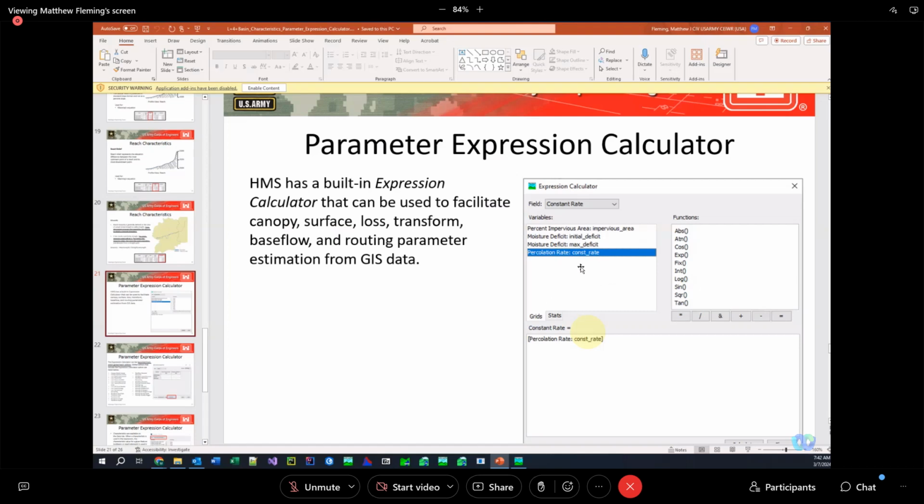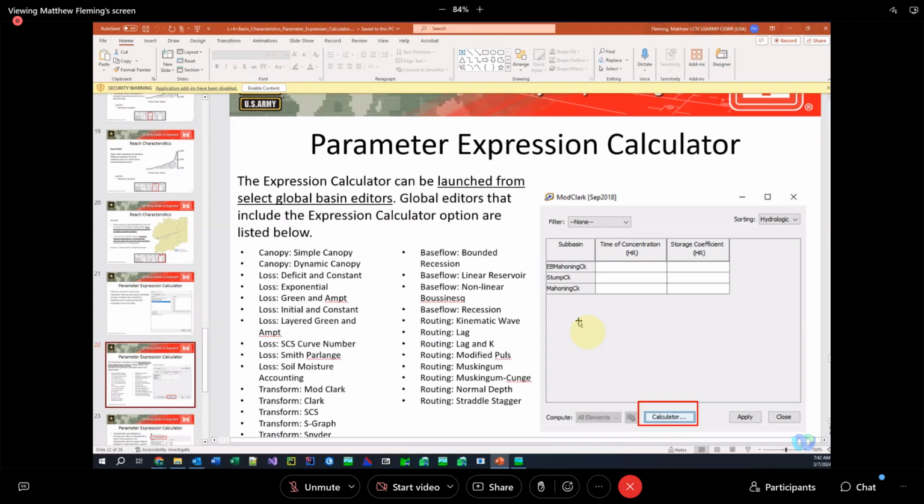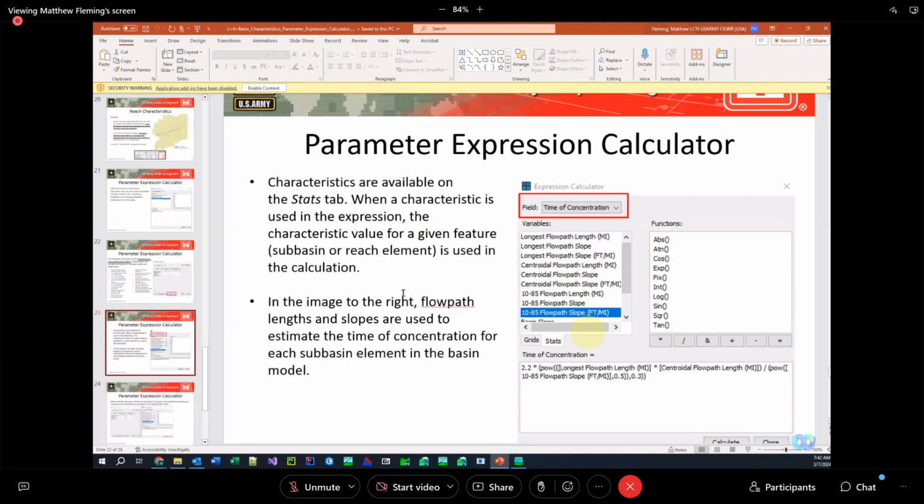All right, you can use your gridded data. You can also use those, let's see here, where's a nice figure? There we go. You can also use those physical characteristics. Those sub-basin characteristics that we were just talking about, well, you can string those together in a formula to help you estimate the time of concentration or other parameters in your HMS model.